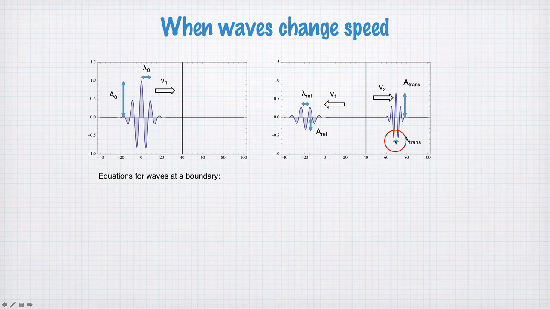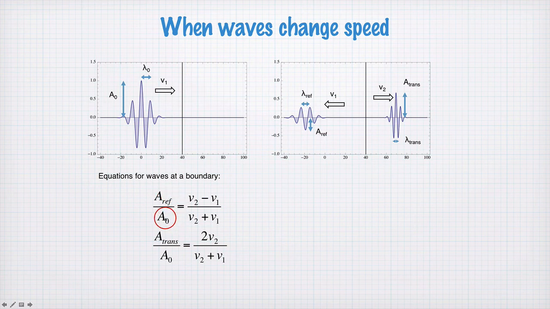The equations for waves at this boundary go like this. The ratio of the reflected amplitude to the incident amplitude is given by this ratio of the velocities. The ratio of the transmitted amplitude to the incident amplitude is given by this ratio of the velocities.